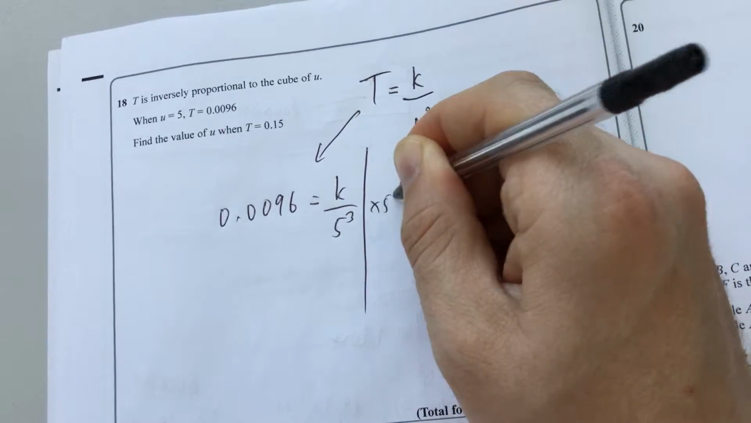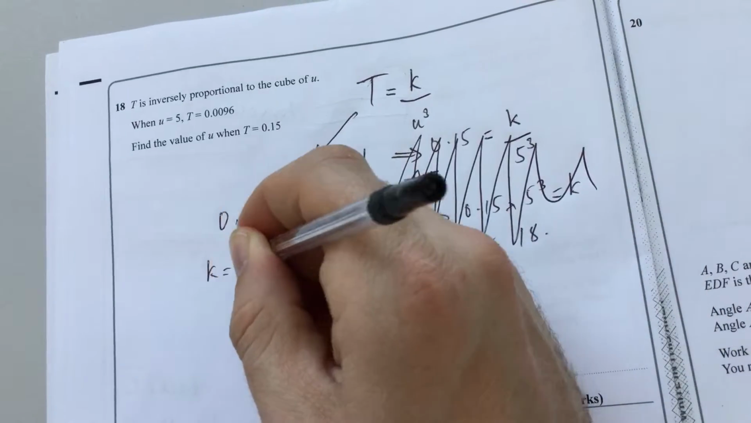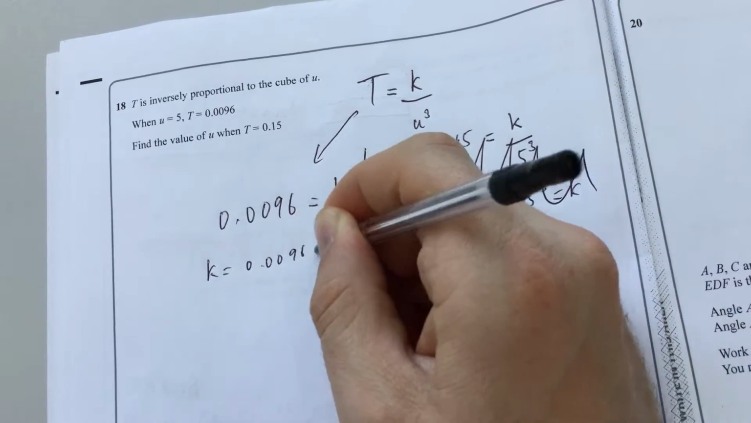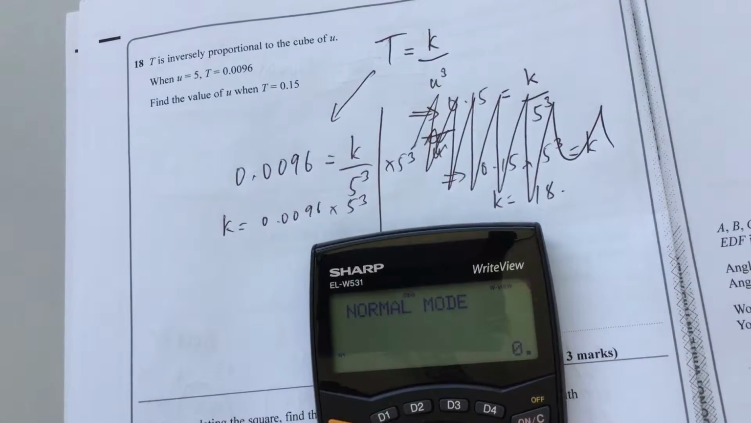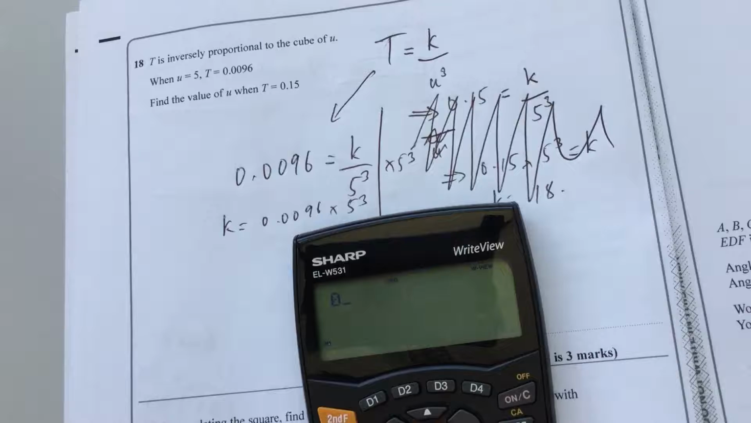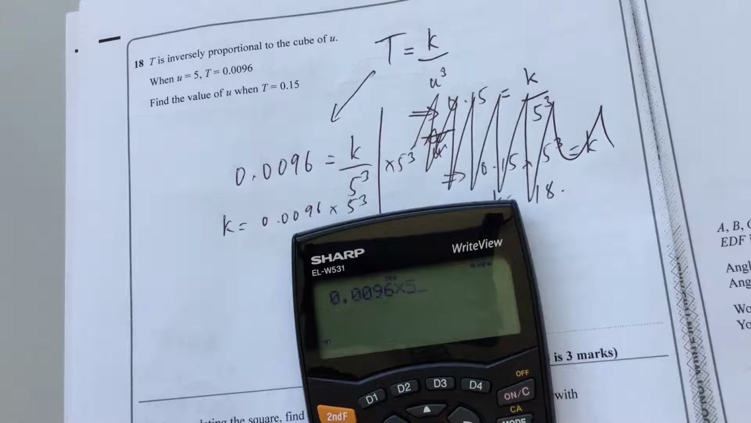Same idea. So we're going to times by 5 cubed. Okay, so k equals 0.0096 times 5 cubed. So 0.0096 times by 5 cubed.